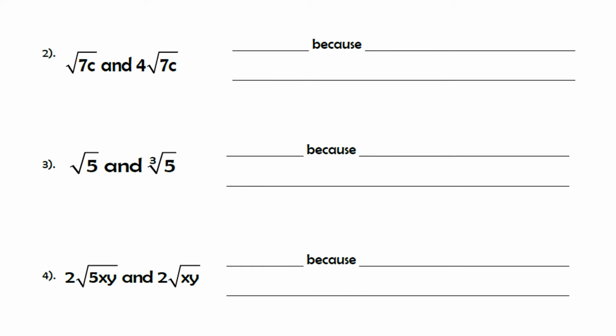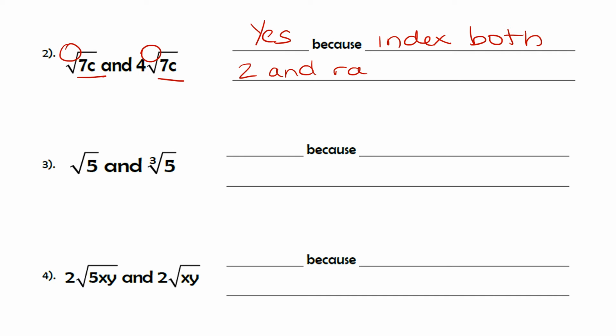Okay, how about this one? Do they have the same index? Yes, their index is 2. Do they have the same radicand? Yes. So since both of those are true, the index is both 2, and the radicand is both 7c.